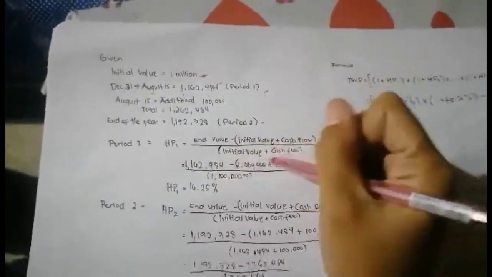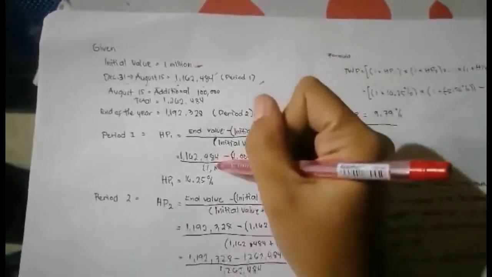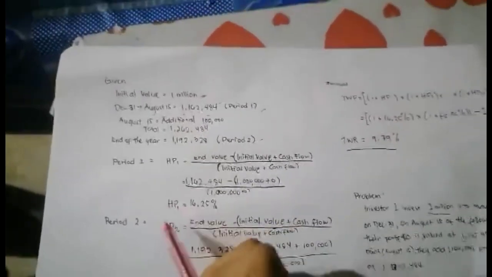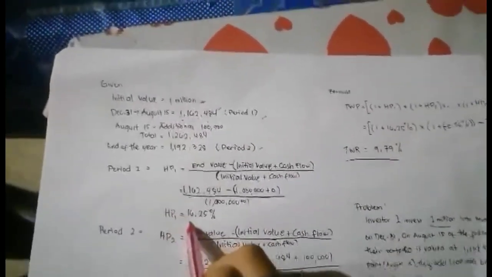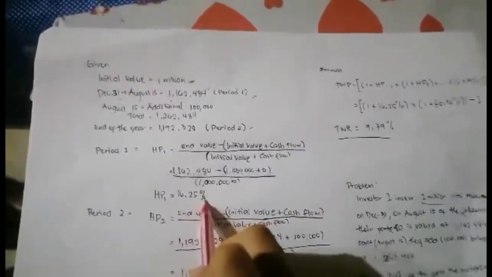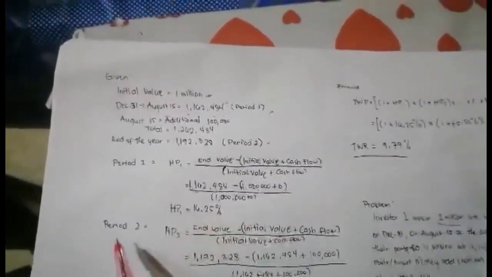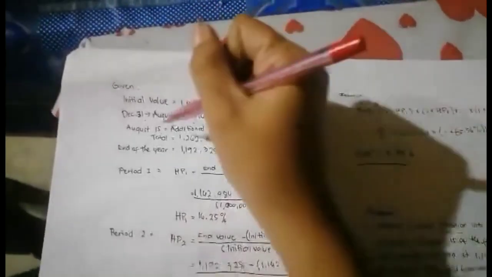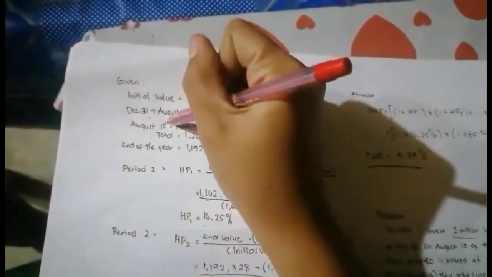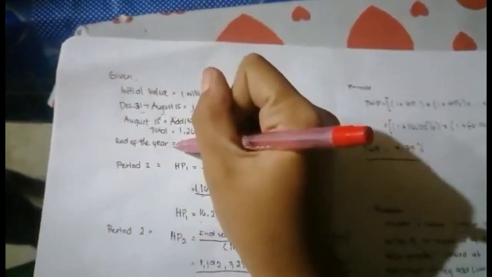plus the cash flow, which is 0. So his return for the first period is 16.25%. So in the next period, which is from August 15 to the end of the year.